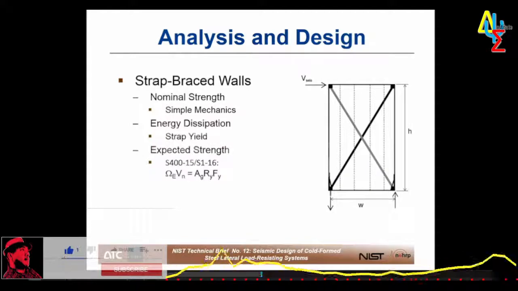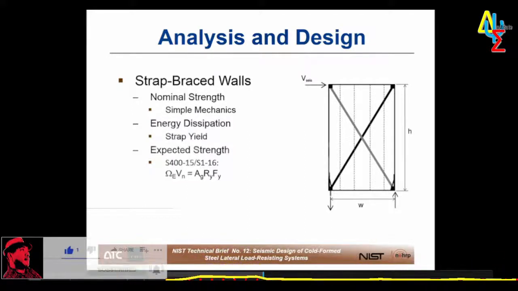And the expected strength in S415 with the 16 supplement was based purely on the strap's nominal yield strength multiplied by a factor Ry to account for statistical variation in the yield strength of the steel. And those values of Ry were published in S400. They still are published in S400, of course.